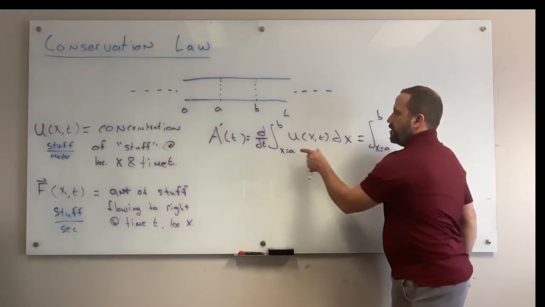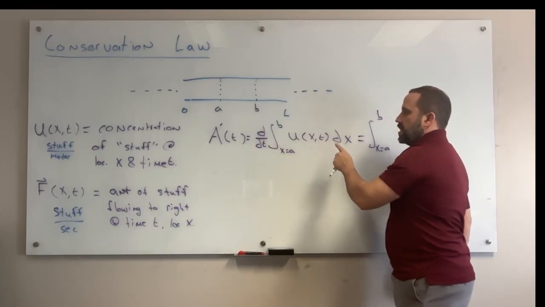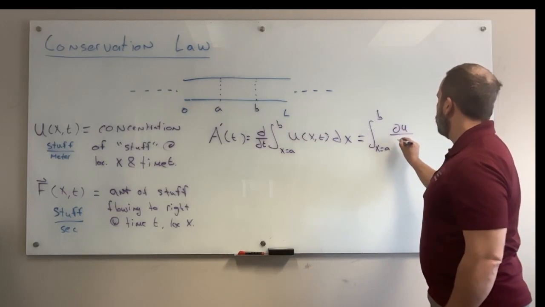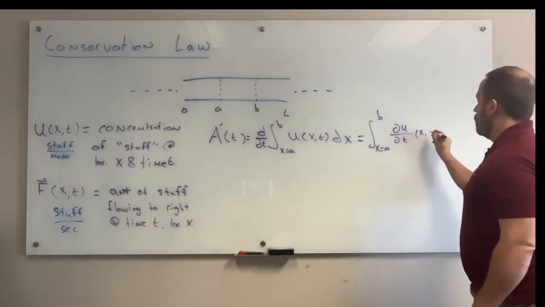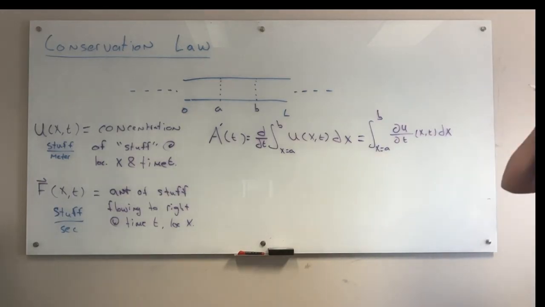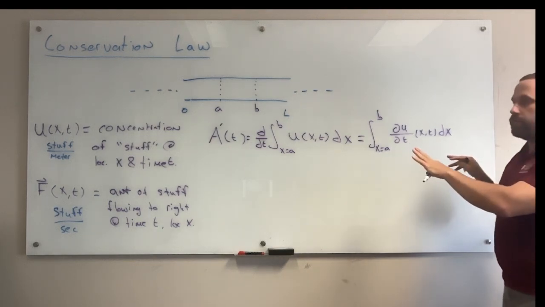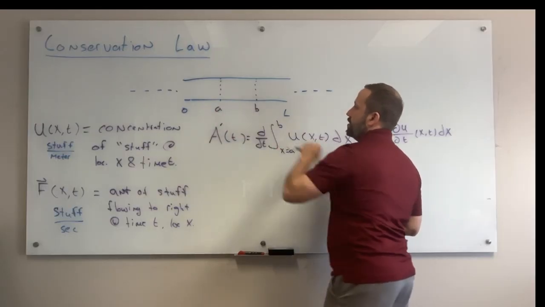But now when the derivative goes on the inside of the integral, u is a function of the variables x and t, so now the ordinary derivative is going to be a partial derivative, the partial derivative of u with respect to t, dx. Okay. So now let's think, this is just an expression for the rate of change of substance in this segment from A to B.